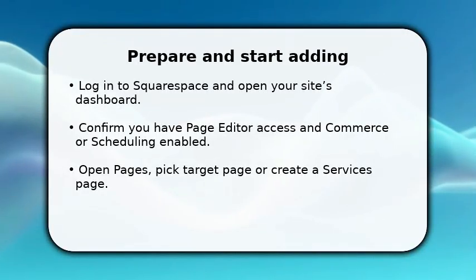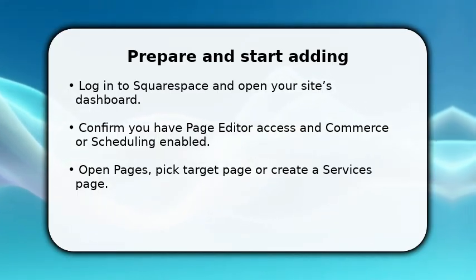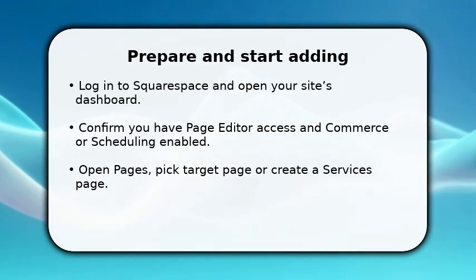You begin by logging into your Squarespace dashboard and opening the site you'll edit. Once logged in, make sure you have editor rights and that either commerce or scheduling is enabled, depending on whether you'll sell or book services.